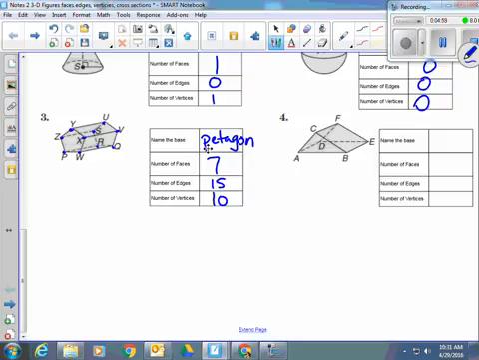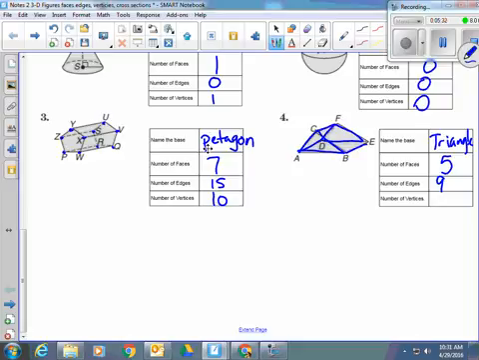And number 4, tricky, be careful. What's the base? Triangle. Remember, you'll never name a rectangle unless all the sides are rectangles. How many faces? 5. How many edges? 9. Very good. And so I have 9 edges: 1, 2, 3, 4, 5, 6, 7, 8, 9.